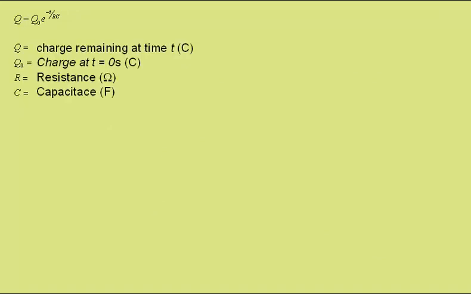I've copied this equation forward to this next slide, and here again are what the terms mean. Q being the charge after time t, and that would be measured in coulombs. Q0 the initial charge, also in coulombs. R the resistance of the resistor in series with the capacitor in ohms, and C the capacitance in farads.